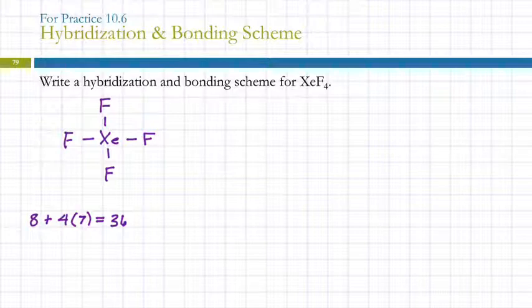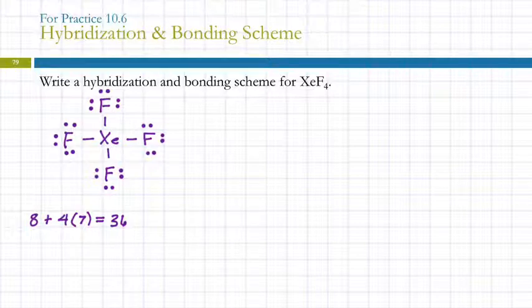So I count the bonds first. I've got 2, 4, 6, 8 electrons in those bonds. 10, 12, 14, 16, 18, 20, 22, 24, 26, 28, 30, 32. So I've got 4 more electrons I need to put around.